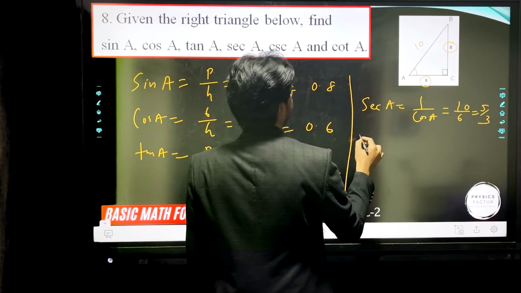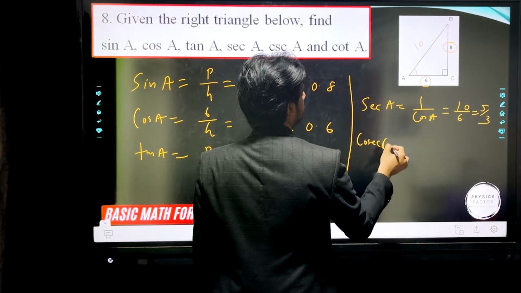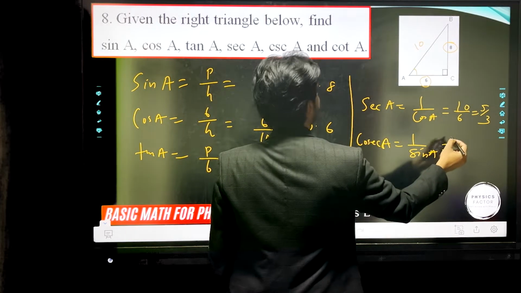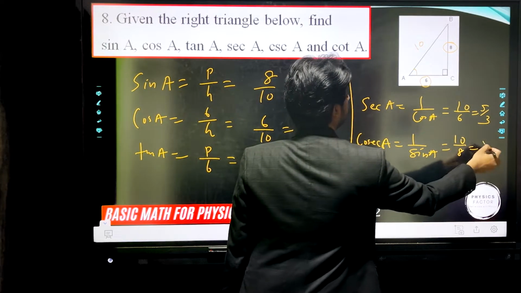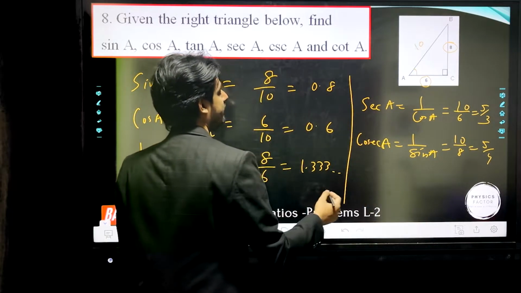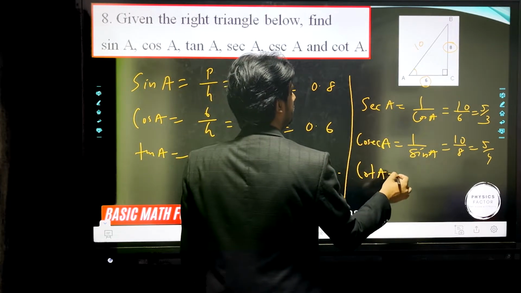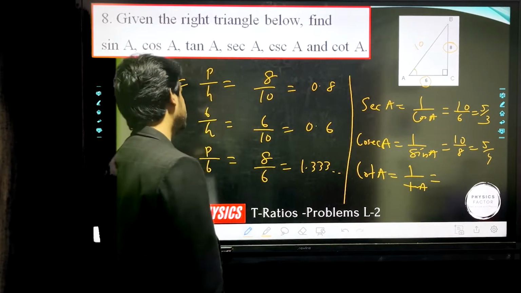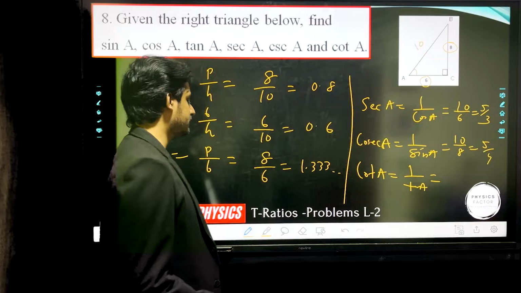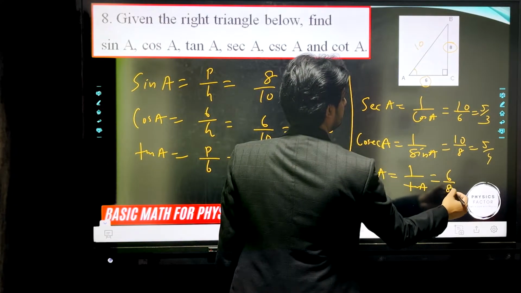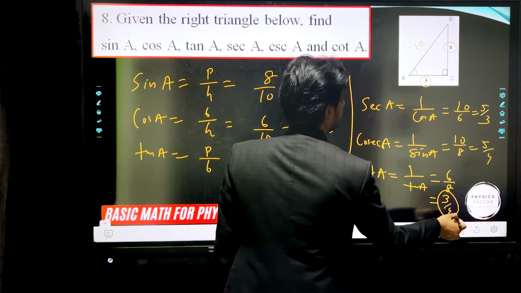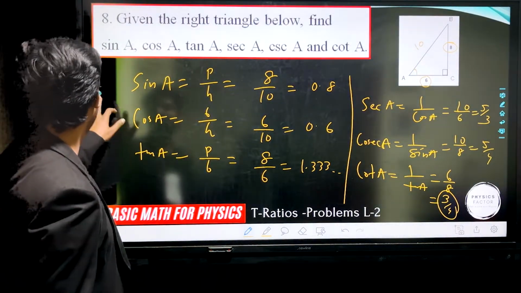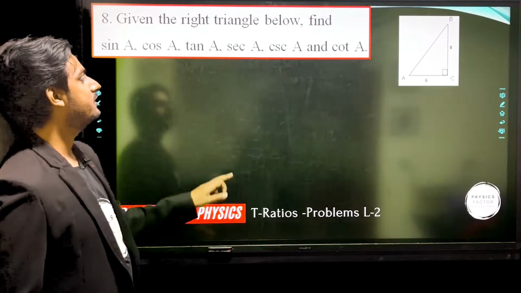Then we have cosec A, which is reciprocal of sin A. So this is 10 upon 8. So 5 by 4. And then we have cot A. So cot A is 1 upon tan A. And tan we have 8 by 6. So this is 6 upon 8. So 3 upon 4 is the answer. That's it. This is question number 8. Let's move to the question number 9.